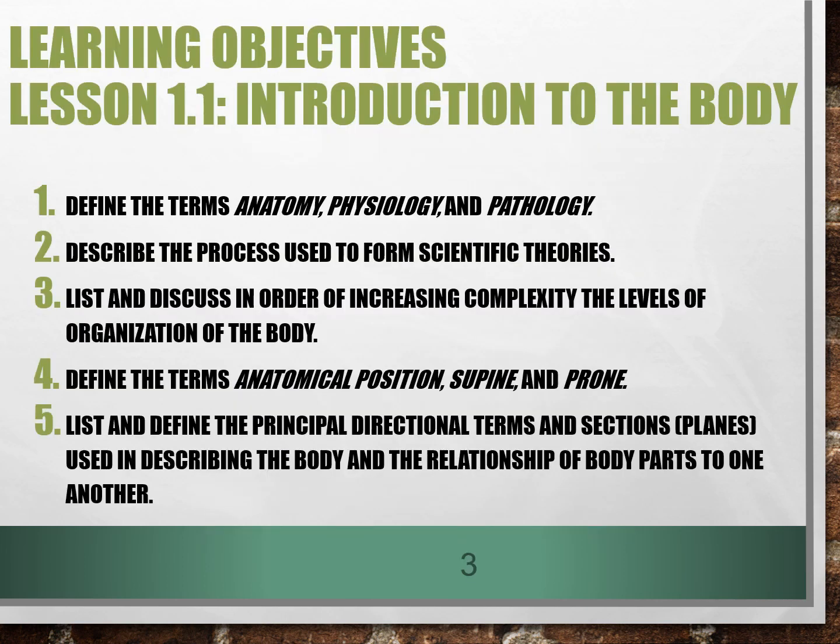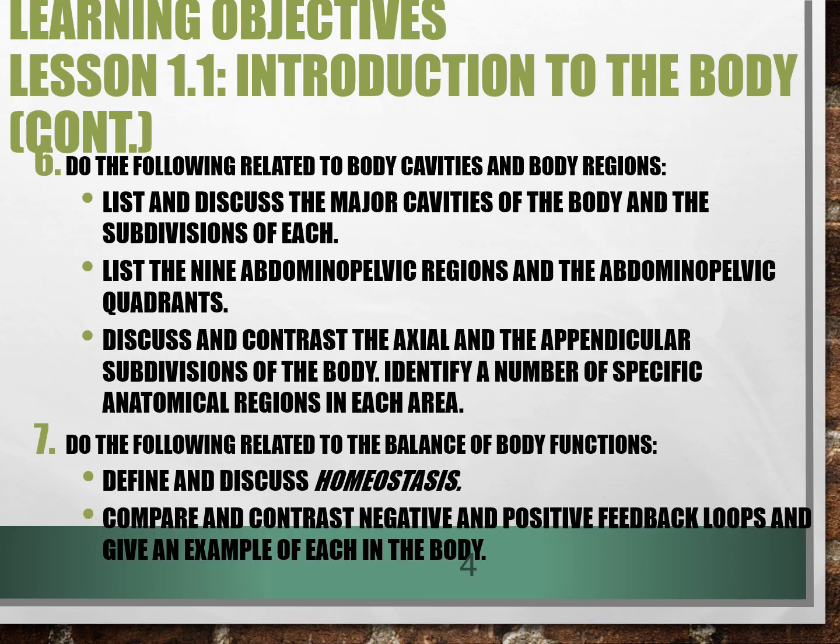Here's a list of the objectives that we'll be talking about for the first section of our lecture. We'll be identifying some terms and also talking about the levels of organization of the body. In addition to that, we'll be discussing body cavities. We'll be looking at some images of that. We'll also discuss homeostasis, negative feedback loops, and positive feedback loops.